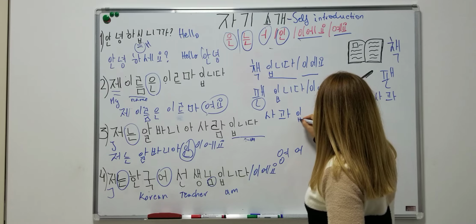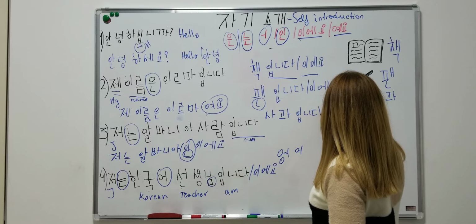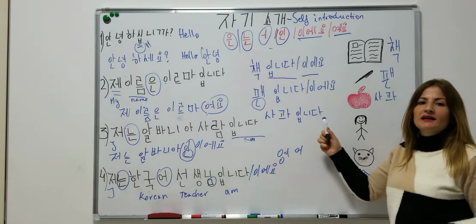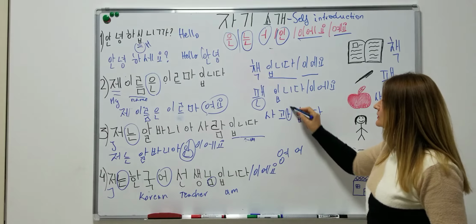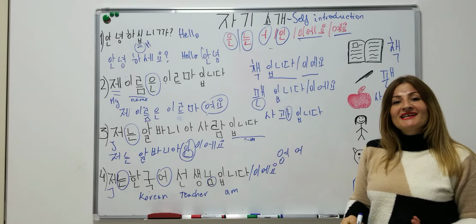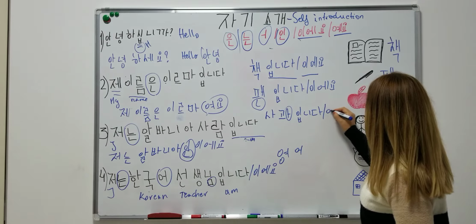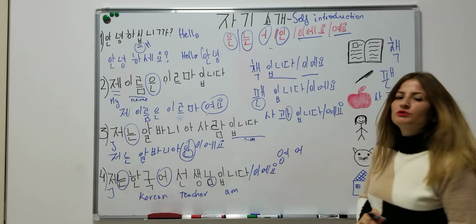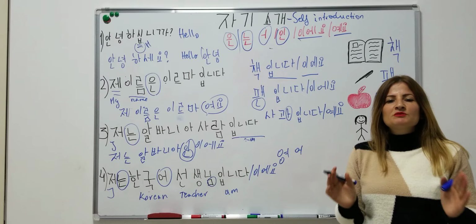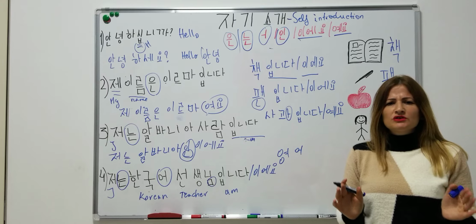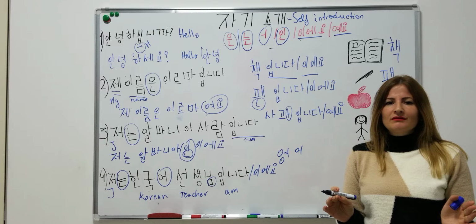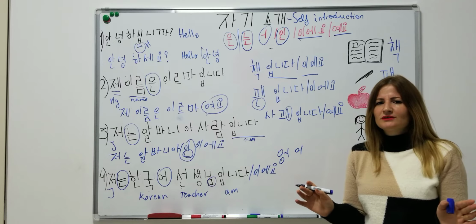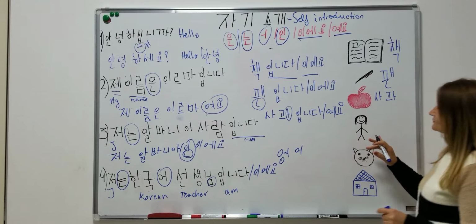사과입니다. 사과 ends in a vowel. It would be 사과예요. Depending on which register we want to use, okay? Semi-formal or formal. But don't just say 사과. That is very rude. Okay?